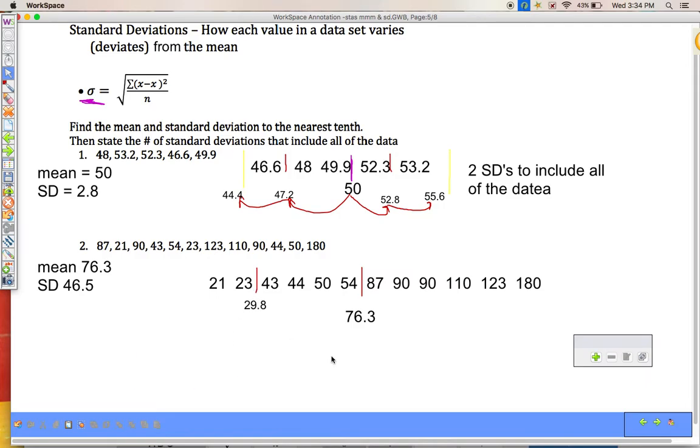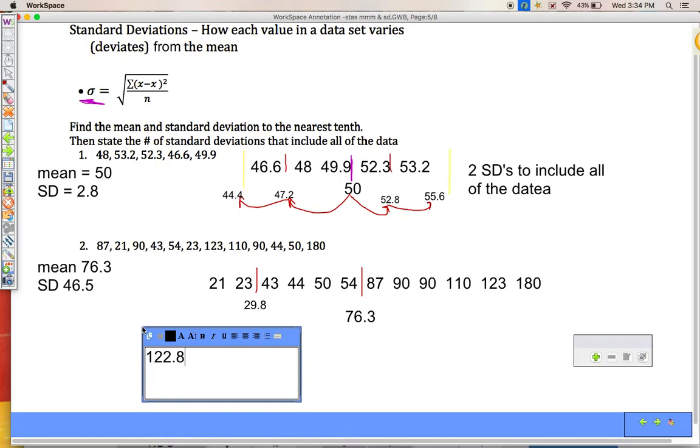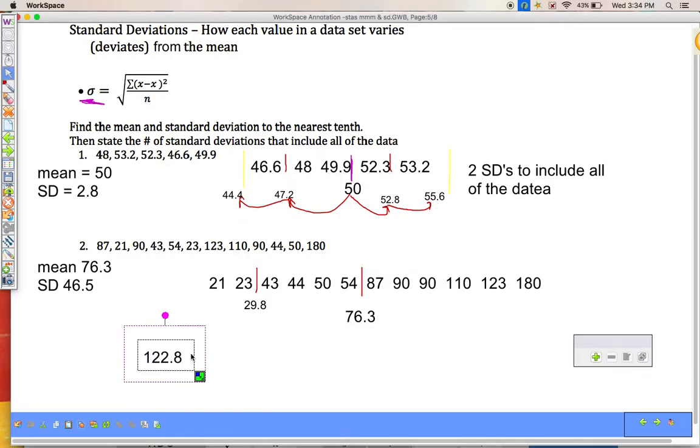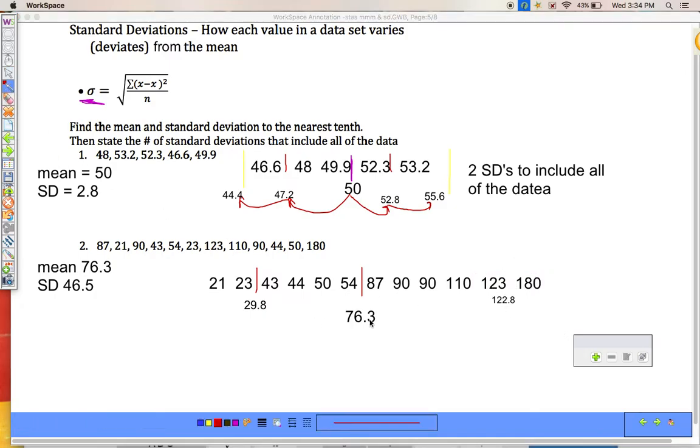And now I'm going to take 76.3. I'm going to add my 46.5, get 122.8. Which is going to be about here. All right, so this is adding and subtracting one standard deviation. All right, I've still got numbers on the outside. So I'm going to do it again. I'm going to take 122.8 and add 46.5, get 169.3.